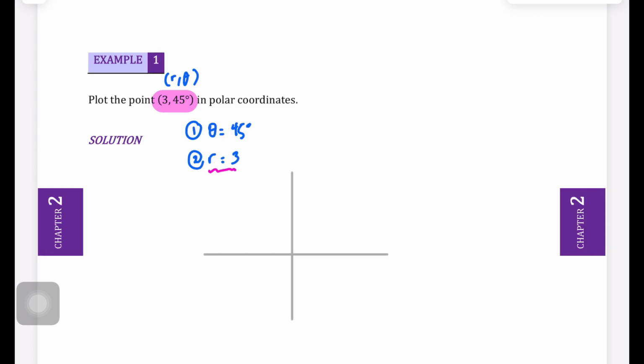So now let's graph this. Let's open up your axis. Now let's draw your 45 degrees first. So 45 degrees is here. This is your angle of 45 degrees. And wherever you stop, that is r positive. So let's stop here. Therefore, this is your point for 3, 45 degrees. So 3 is the magnitude, the distance of your radial here, and 45 degrees is your angle.